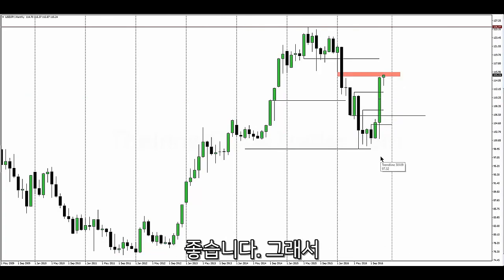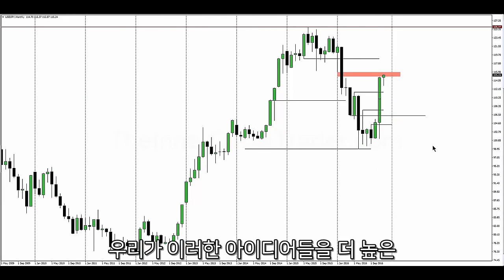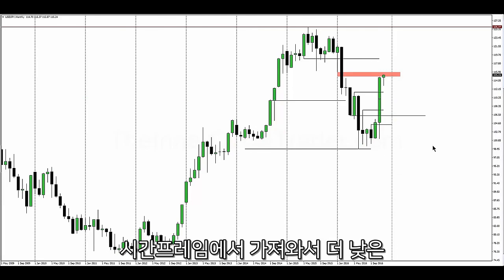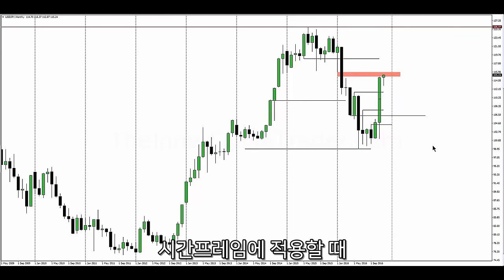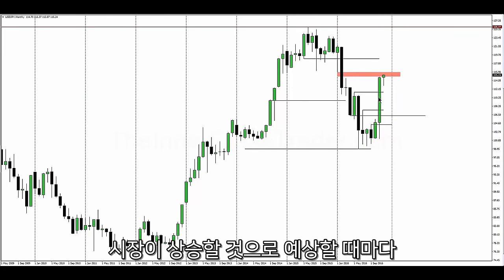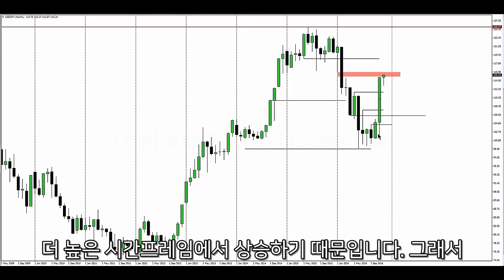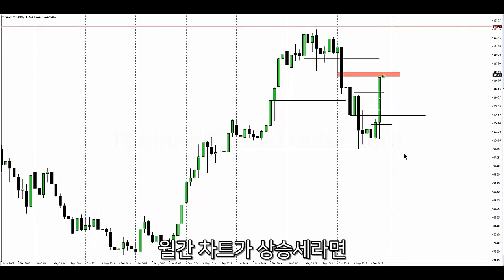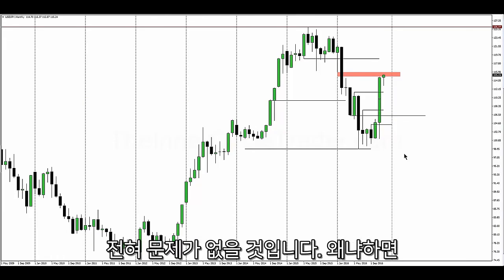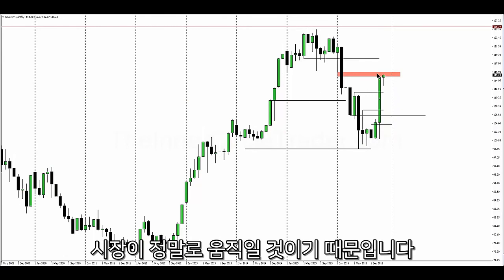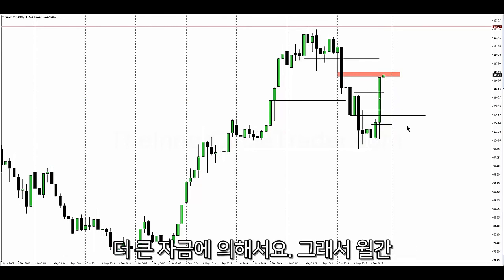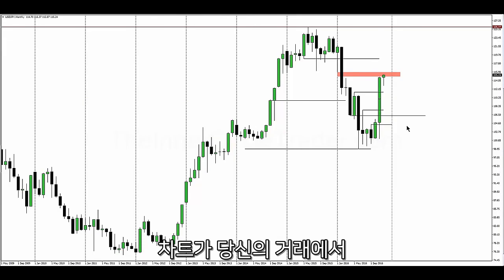Okay, so when we take these ideas from the higher time frame and we transpose them onto the lower time frames, every time we expect to see the market rally, what we're looking for is a willingness to have very little resistance because the underlying market pinnings are bullish on the higher time frame. So if the monthly chart's bullish, there's going to be no problem at all trying to smash through short-term highs because the market's going to be really driven by higher-end money.